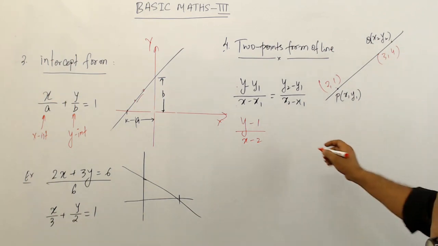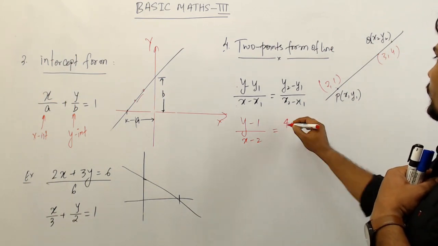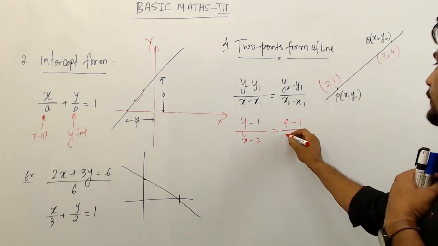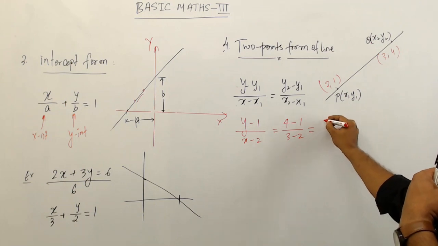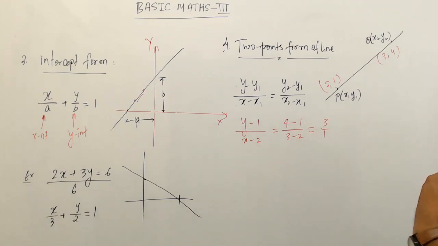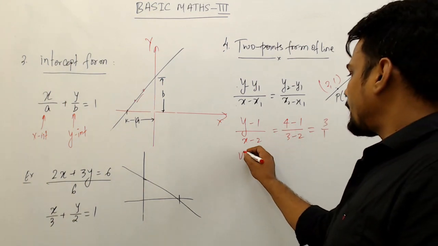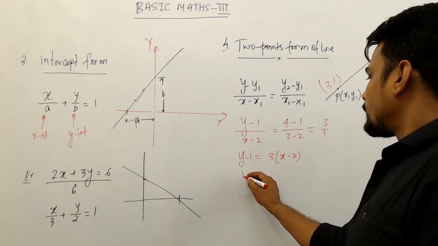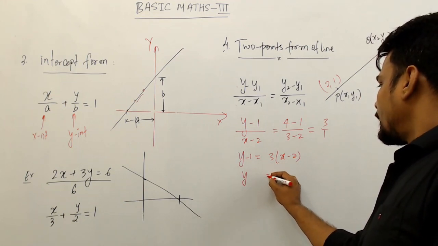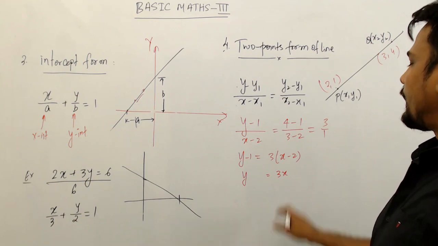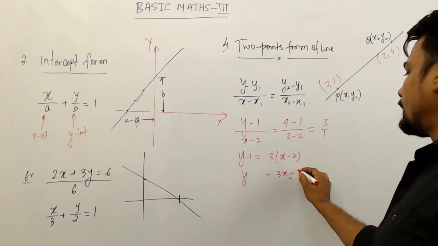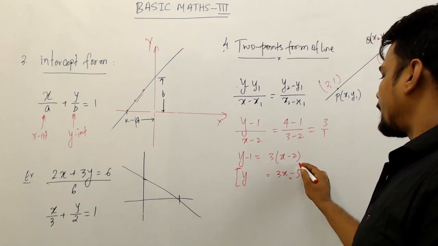Likewise, y2 is how much? 4. So it's going to be 4. Y1 is how much? 1. And x2, which is 3 minus 2. Okay, that's going to be how much? 3 upon 1. Okay, we got the solution. We got the equation. Just a cross multiplication is required. So y minus 1 equals 3 times x minus 2. So y should be equal to how much? If I write 3x, negative 6 plus 1, negative 5, right? So this is your equation of line.